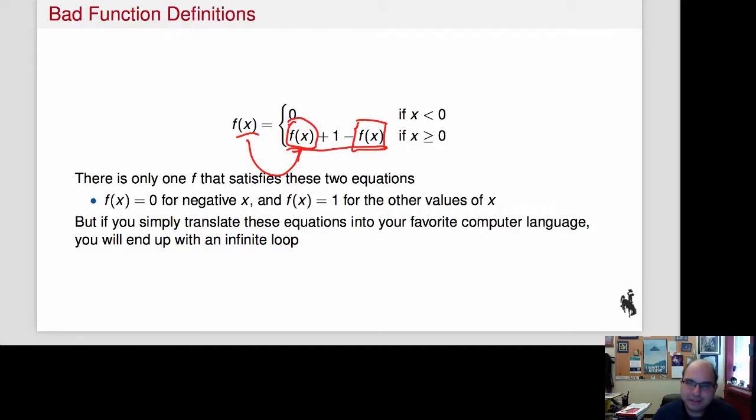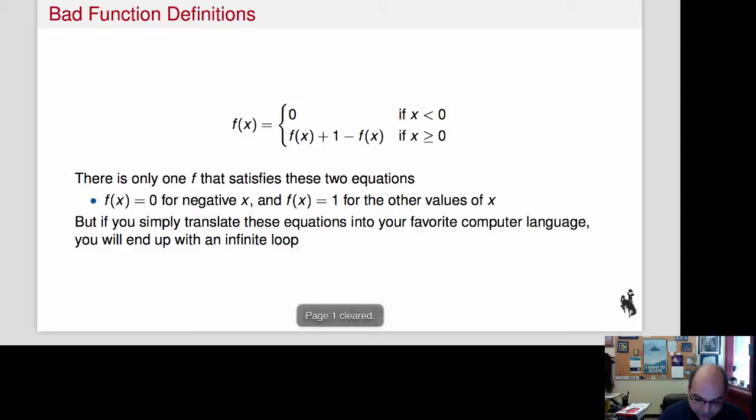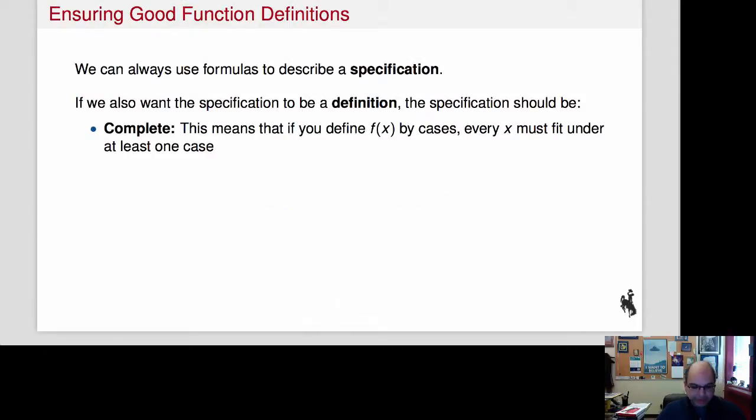But if you simply type that into, say, Java or C++ or Python or whatever your favorite language is, then when it tries to compute f of 3, it says, oh, that's easy, give me f of 3. So then I'll try to compute f of 3 again, and it'll say, oh, that's easy, give me f of 3. And I'll just keep looking for f of 3. It will never get out of that loop, right? So this is what we mean by not computable. Okay? So those are kind of the errors that can happen. Now let's try to find how we can guarantee that this doesn't happen.